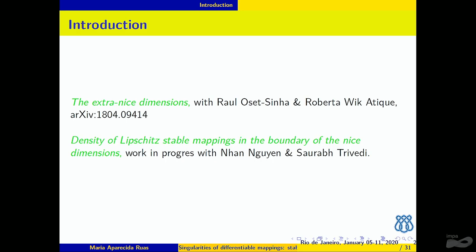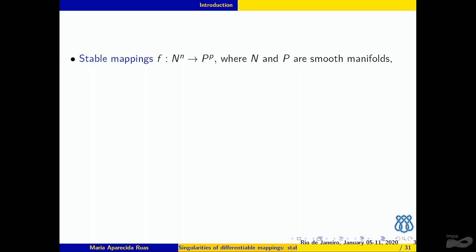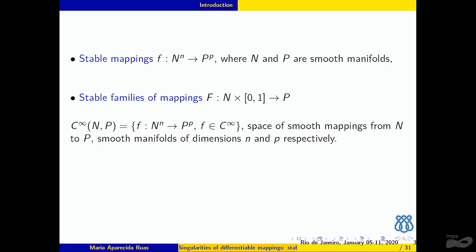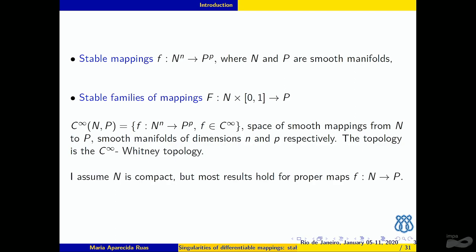As I said, it's going back to the early years of singularity theory. I will talk about stable mappings between smooth manifolds N and P, and about stable families of mappings F from N cross [0,1] into P. Initially, fixing some notation, let C^∞(N,P) be the set of smooth mappings from N to P, and I give this space the Whitney C^∞ topology. In this talk, I will essentially assume N compact, but in most of the results I can take proper maps, and the results will be true.